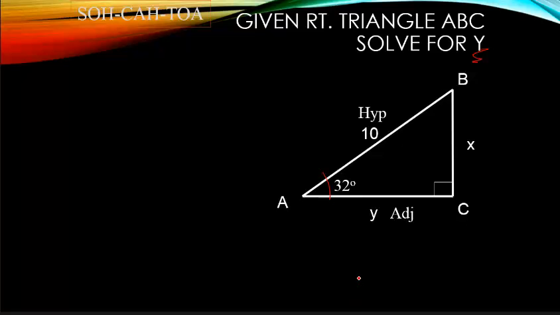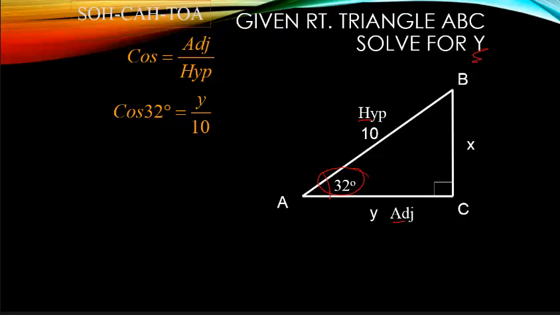Go to SOHCAHTOA. If we have adjacent and hypotenuse, we're going to use cosine. So write that definition down as a fraction and plug in the actual values that are on your triangle. Cosine of what angle? What's our angle measure here? 32. What was our adjacent? y. What is our hypotenuse? 10. Plug them in. Again, make a proportion if you need to remember whether to multiply or divide. So I'm going to multiply 10 times the cosine of 32. Multiply 1 times y, and again, it's just y.